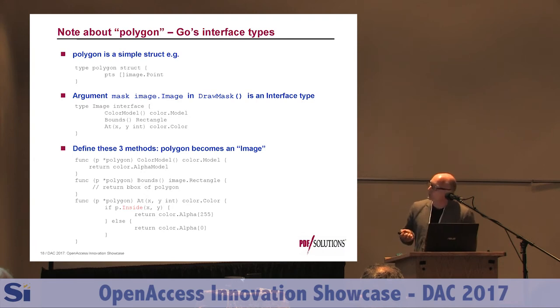And I simply do this by saying, okay, color model, it's easy, I just return the default color model. Bounds, I simply return the bounding box of my polygon. And at, I simply decide whether I'm inside or outside, and then I return an alpha of 255, meaning non-transparent versus transparent, and that's it. And so you can dump into this function whether it's a polygon or a path or a rectangle or whatever it is, as long as you define these three functions, you don't need to worry. That's called an interface. It's a pattern, and it makes things really easy.